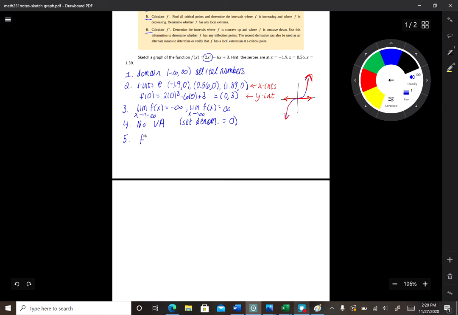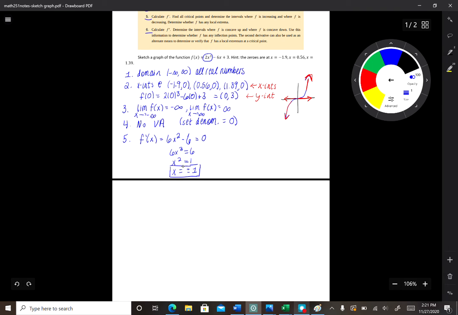So f prime of x is equal to 6x squared minus 6. And I need to find a lot of information using this derivative. I can find increasing, decreasing, and local extrema. So first, I'm going to find my local extrema by setting f prime equal to 0. This gives me 6x squared equals 6, or x squared equals 1, which gives me x equals plus and minus 1.